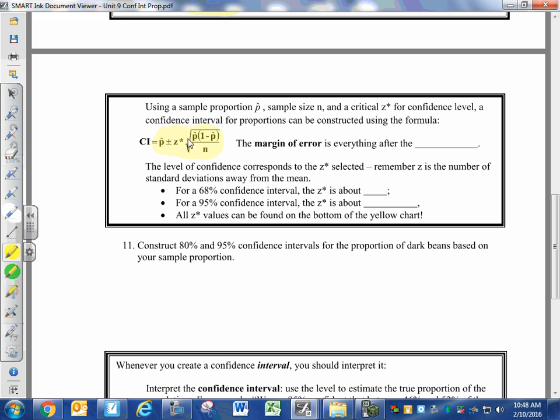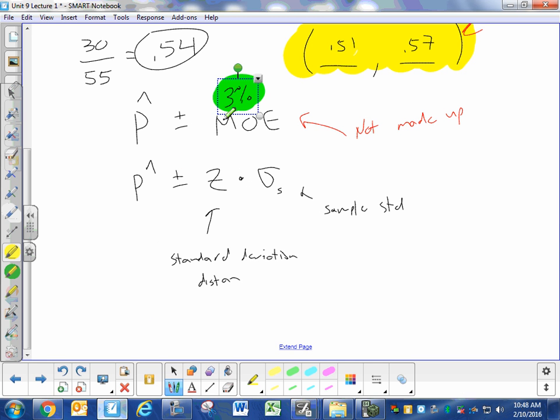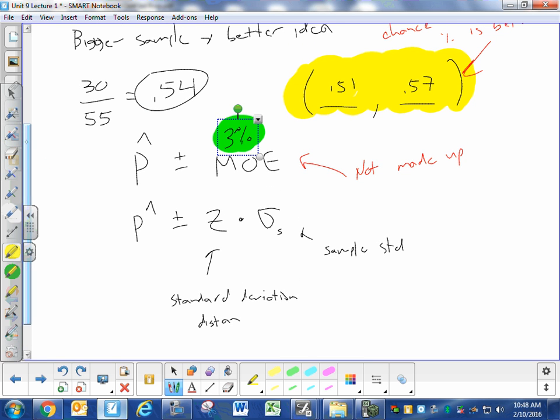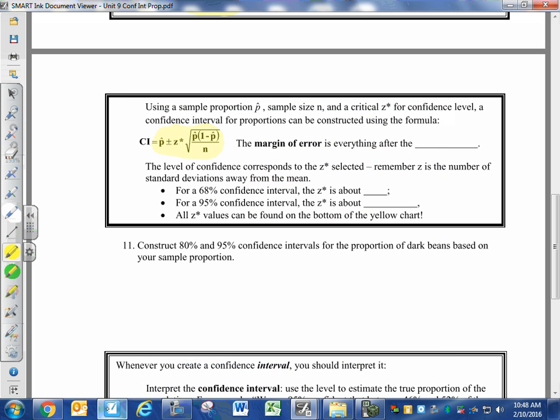The margin of error is everything that we are adding and subtracting to our sample statistic. If our margin of error was 3%, we'd add 3% to 0.54 and we'd subtract 3% from 0.54. So in the formula, the margin of error is everything after the plus or minus.